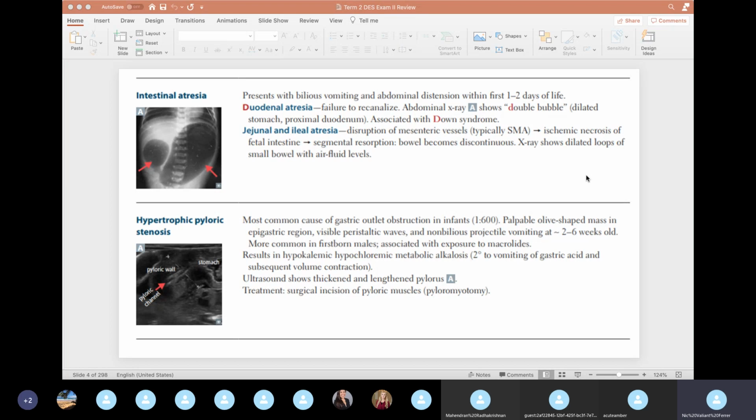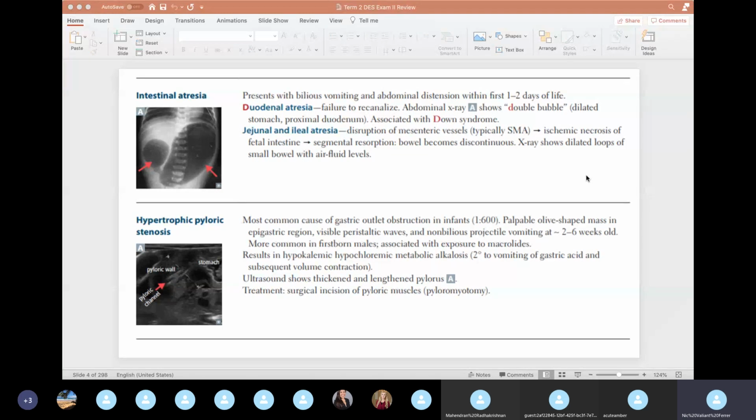So what is intestinal atresia? It presents with bilious vomiting and abdominal distension. Atresia meaning failure to form, the organ fails to form. Okay, so duodenal atresia, why do you have a dilated stomach and a proximal duodenum? Because of the GI tract failure to recanalize. What can you see in the x-ray? Double bubble sign. It's commonly associated with what? Trisomy 21, Down syndrome. Jejunal and ileal atresia, very low yield compared to duodenal atresia.